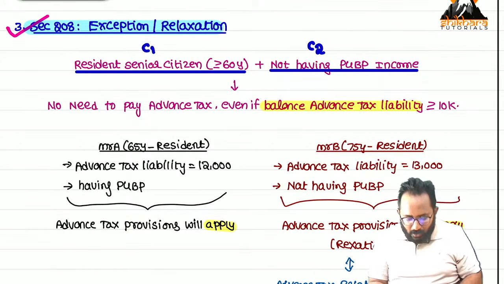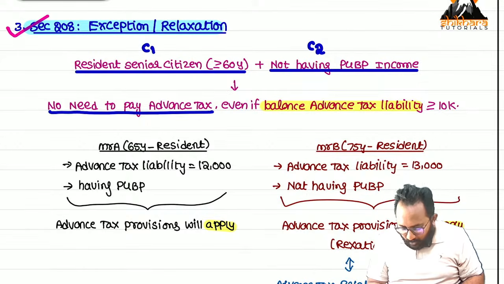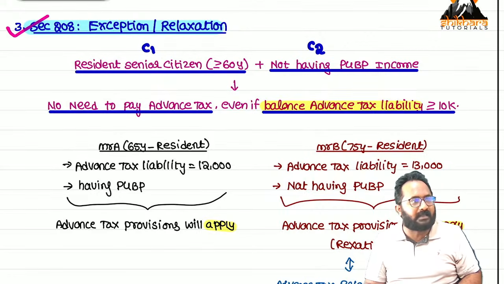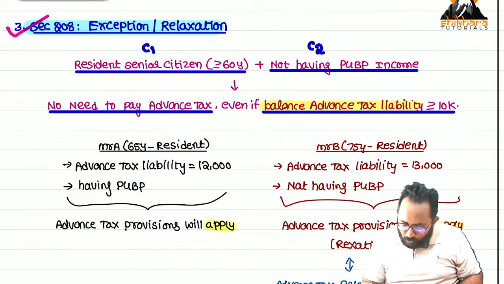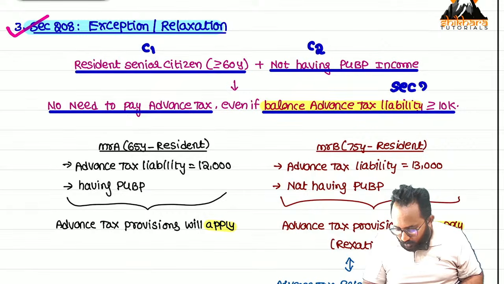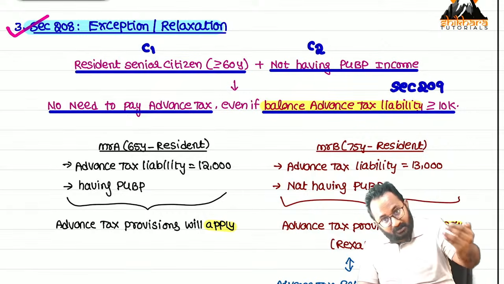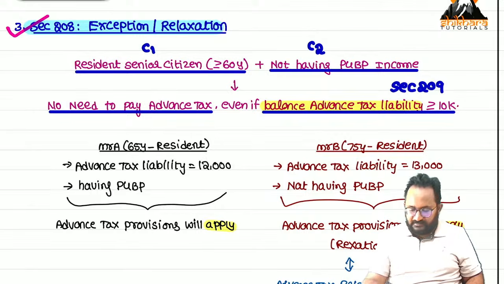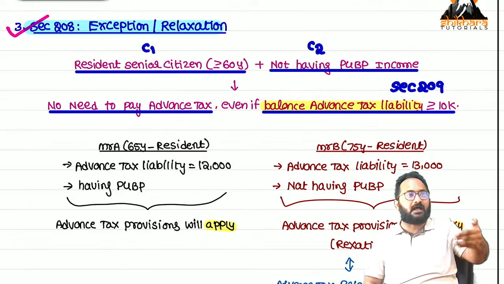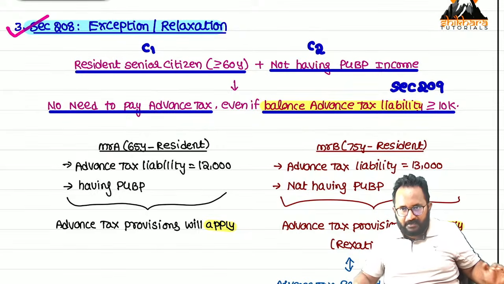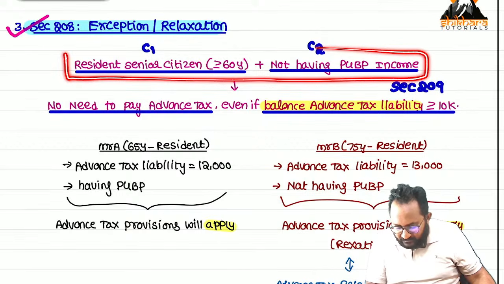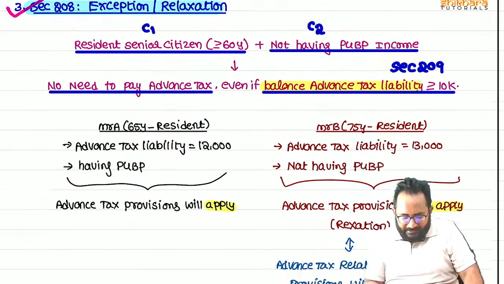So that's why you are not required to pay the advance tax even if your balance advance tax liability is more than or equal to 10,000. Sir, how do you know this amount of balance advance tax liability? In 209. That's why first we discuss 209. In step 4, you will get this amount. Even though that is more than or equal to 10,000, no need to pay advance tax if these two conditions are satisfied. I will tell you one example also.